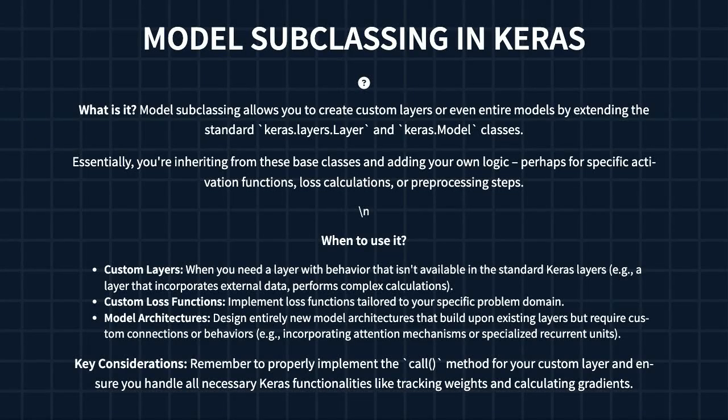Okay, let's talk about model subclassing in Keras. It's a really powerful technique that lets you build truly customized models. Basically, it means inheriting from the base Keras layer and Keras model classes. Think of it as creating your own building blocks for neural networks. You would use this when you need a layer that doesn't exist out of the box. Maybe you want to incorporate data from an external source, or you have a very specific calculation you need to perform. It's also great for designing completely new model architectures by building on existing layers but adding your own custom connections and behaviors. Just remember to make sure you're implementing the call method correctly and handling all of Keras' tracking features.